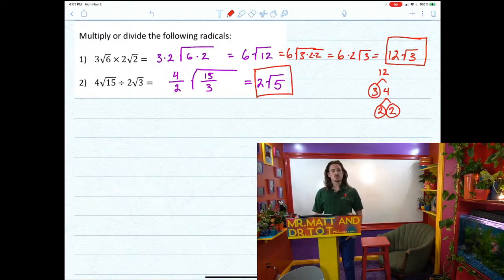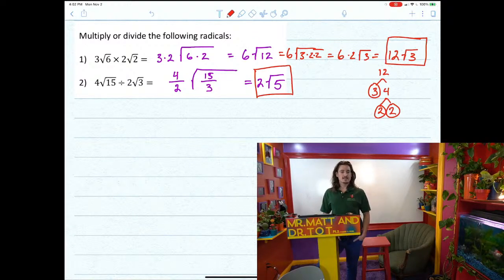So we want to simplify that radicand of 12 by factorizing it into 3 times 2 times 2. Noticing that there's 2 factors of 2 included in the radicand, we can pull 1 2 out for every pair of 2's underneath. That gives us 6 times 2 times the square root of 3, which would ultimately lead us to a final answer of 12 root 3.